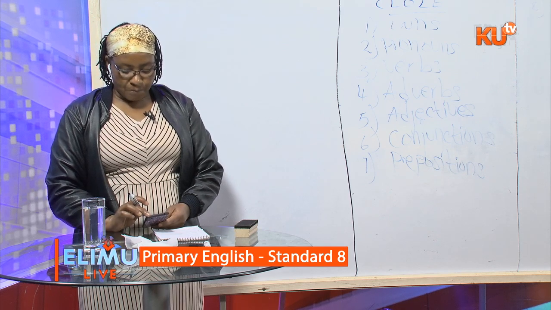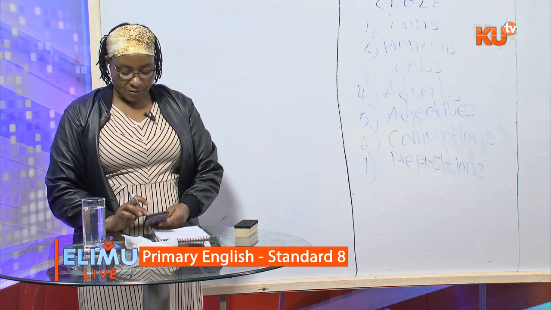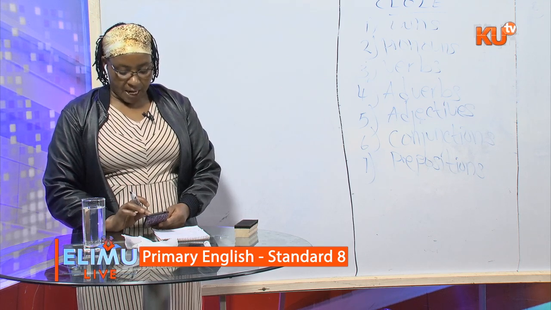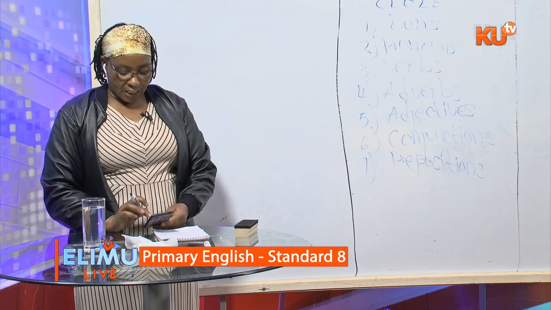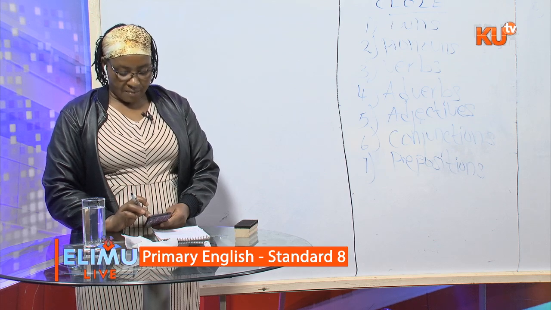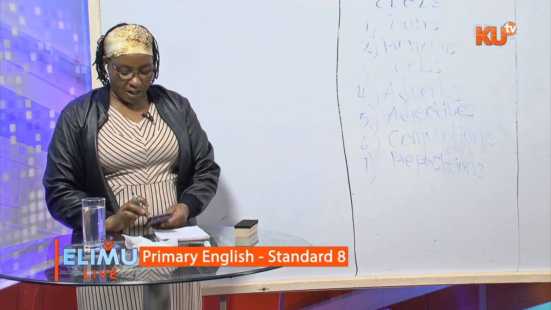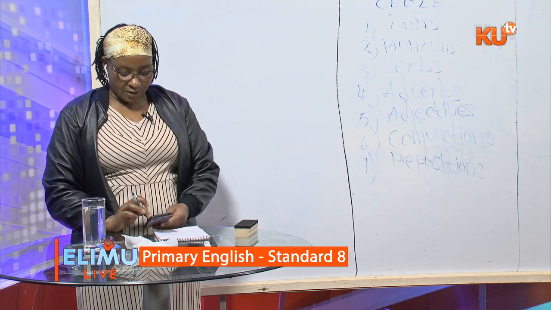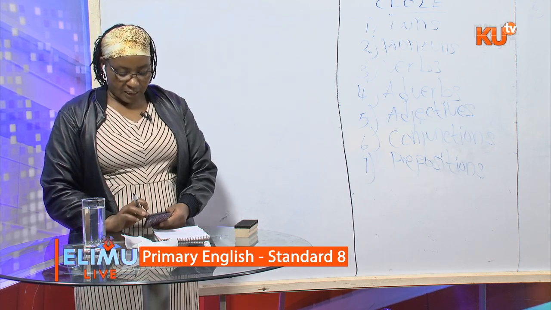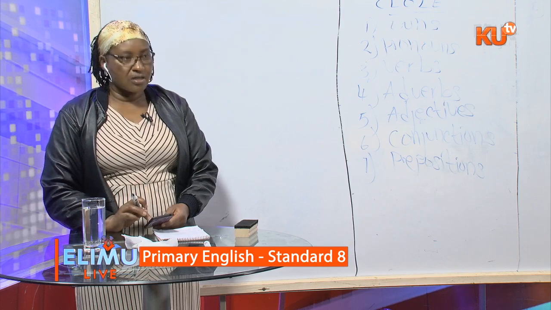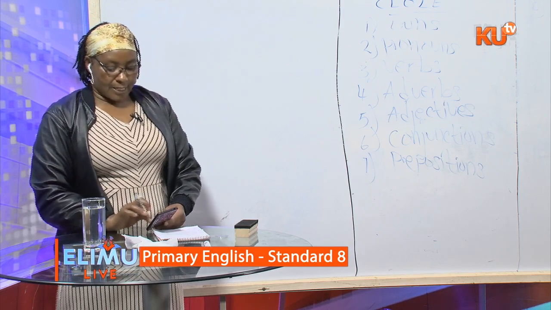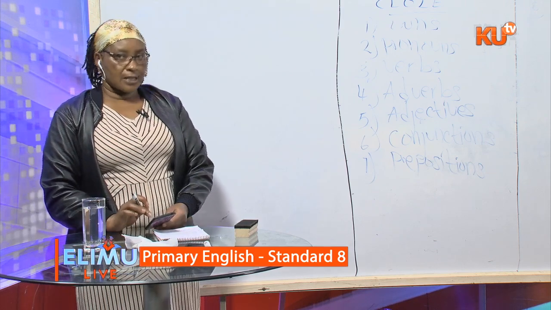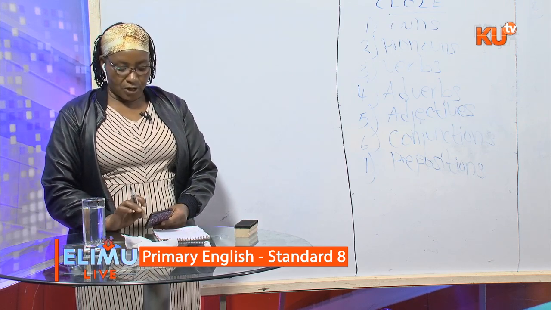Number 9, home. Number 10, professions. Number 11, technology. Number 12, the agricultural show. Number 13, health and hygiene. Number 14, air travel. 15, sea travel. Number 16, tourist attractions. And number 17, banking. So in class 8, the candidate class, we have the following topics.